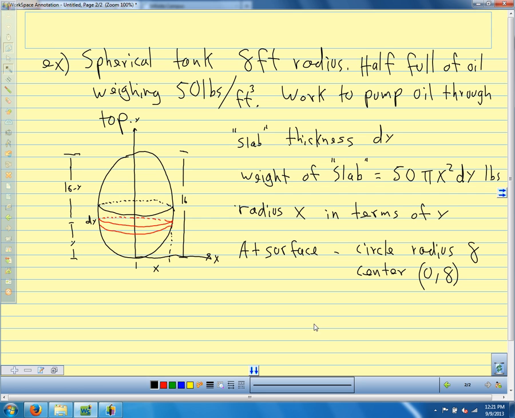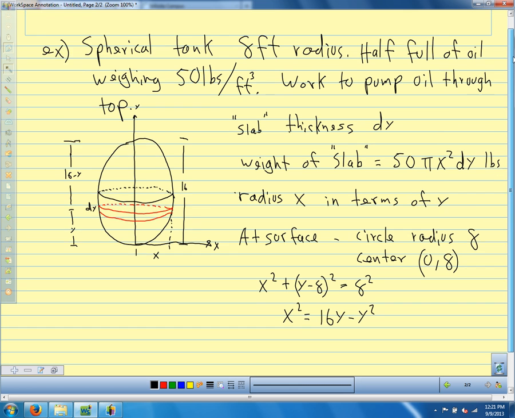So I'm going to say x squared plus (y minus 8) squared equals the radius squared. And I can rearrange this, multiply this out, and solve for x squared. We need x squared in my integrand. When I expand this and simplify, x squared equals 16y minus y squared.